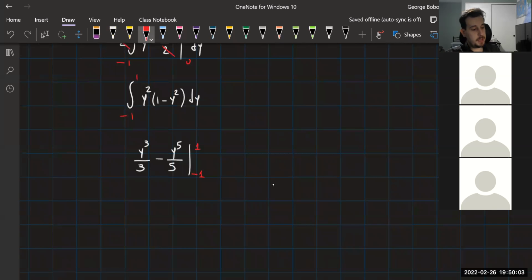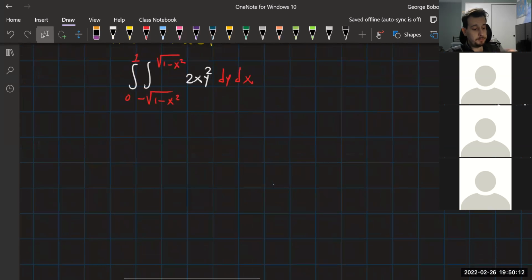Okay? And that's the integral. You just evaluate this right now and you're done. So that's that. What if you did it this way? Well, if you did it this way, let's see what we have going.